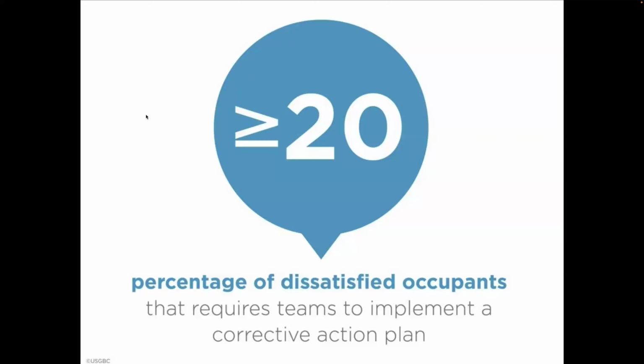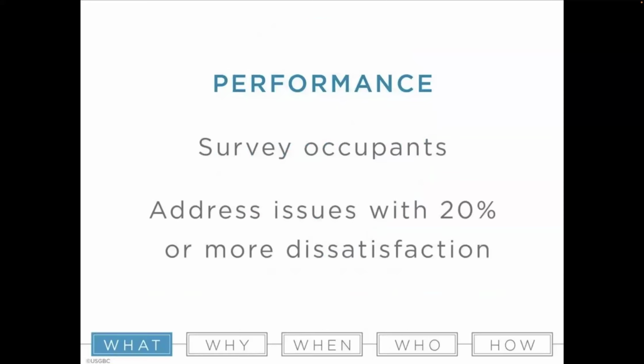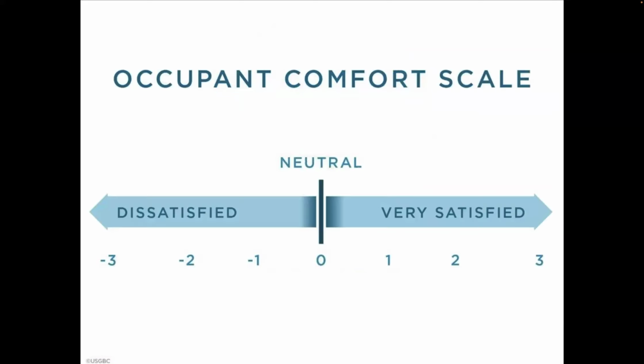All right. And you have to write a report and talk about what you're going to do, and you have to prove you did it. So the performance is you survey, and you address issues with 20% or more dissatisfaction. So again, here's the scale, very satisfied, 0 neutral. Anytime they respond neutral to very satisfied, that's not a dissatisfied person. If they go from any portion dissatisfied, you have to do something. They're considered dissatisfied and you have to do something about it.